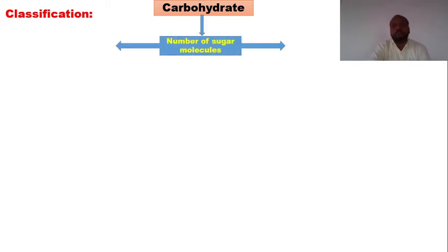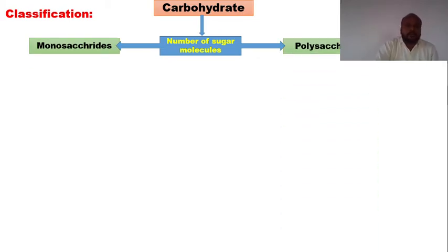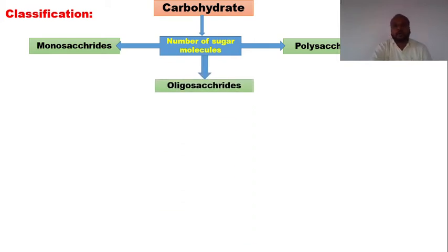Next point is the classification. There are so many carbohydrates, and their nature is also different, therefore classification of carbohydrates is essential to understand. Carbohydrates are classified on the basis of the number of sugar molecules in them. On the basis of this criterion, carbohydrates are classified as monosaccharides, polysaccharides and oligosaccharides.